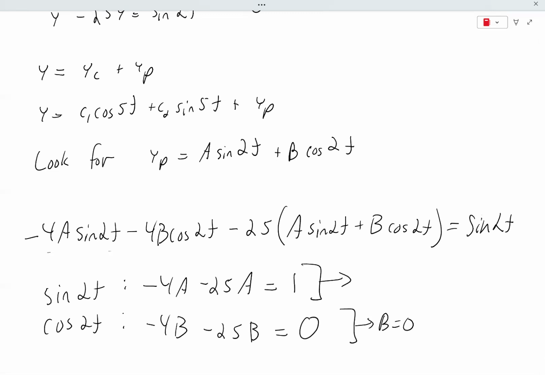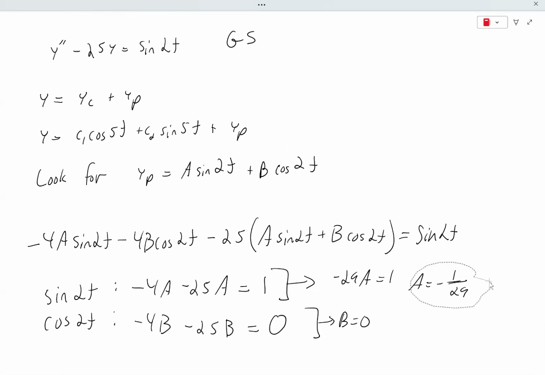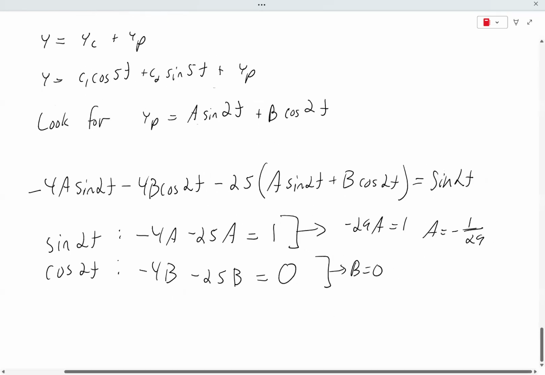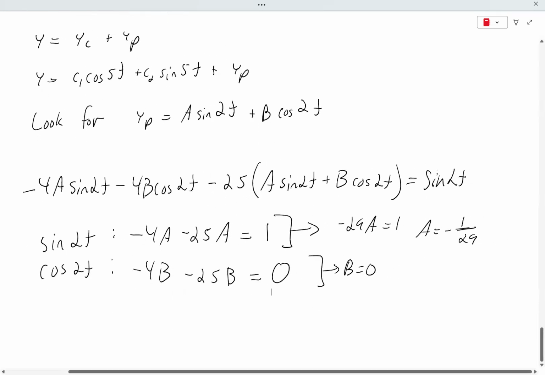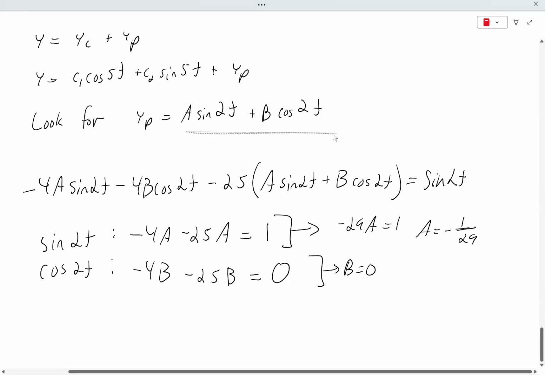And then for this one, you just solve that for a. So you get negative 29a equals 1. So a equals negative 1/29. Okay. So we've got the pieces here, right? The a is negative 1/29. The b is 0. And then you've got that up here. Now on the test, I might ask you to find a y sub p, not necessarily the general solution, but if it's asked for y sub p, the particular solution, that would just be this part here.